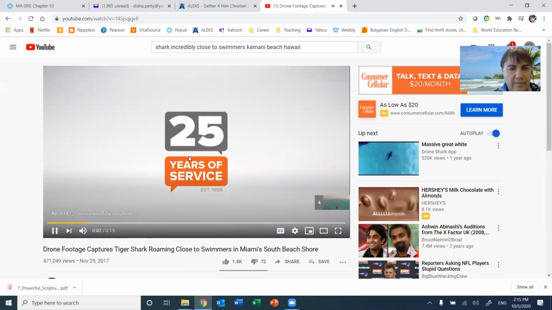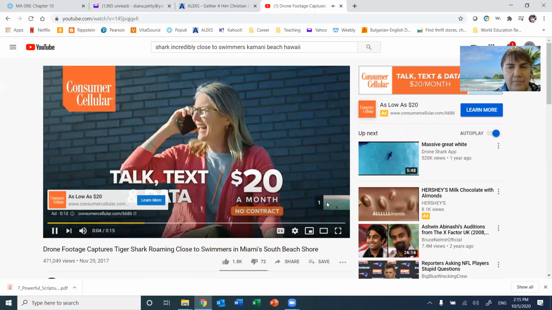Switch to Consumer Cellular and enjoy exceptional value like talk, text, and data for only $20 a month.